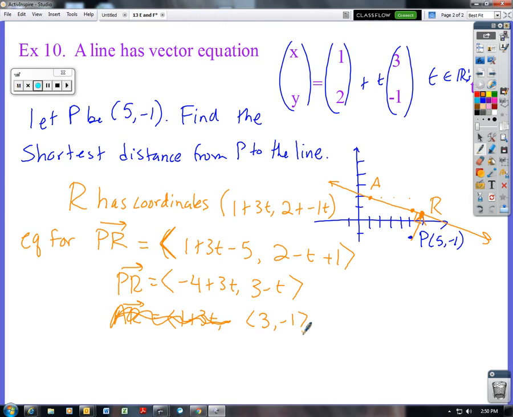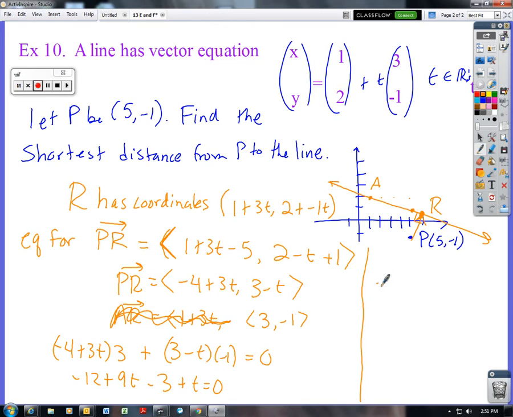Okay, so we can dot those two together. Negative 4 plus 3t times 3, plus 3 minus t times negative 1, will equal 0 because they are perpendicular. So we're going to get negative 12 plus 9t minus 3 plus t equals 0. So that's negative 15 plus 10t equals 0. Add the 15 across, divide by 10, divide by 5, and we get t equals 3 halves.